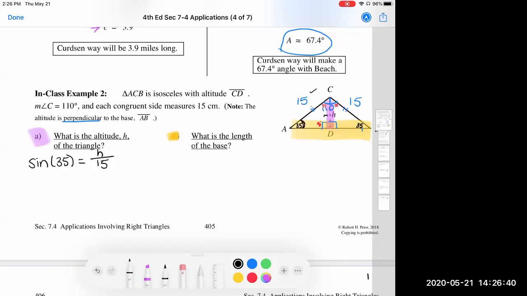Now we can go ahead and solve for H. We can do some algebra. We can multiply both sides by 15, and that makes 1 times 15, so that we're left with H equal to 15 times sine of 35. Let's go ahead and compute that. Use your calculator: first press sine and 35, find what that is, and then times 15. My answer for H is 8.603646. We want to round to one decimal place, so we say 8.6.